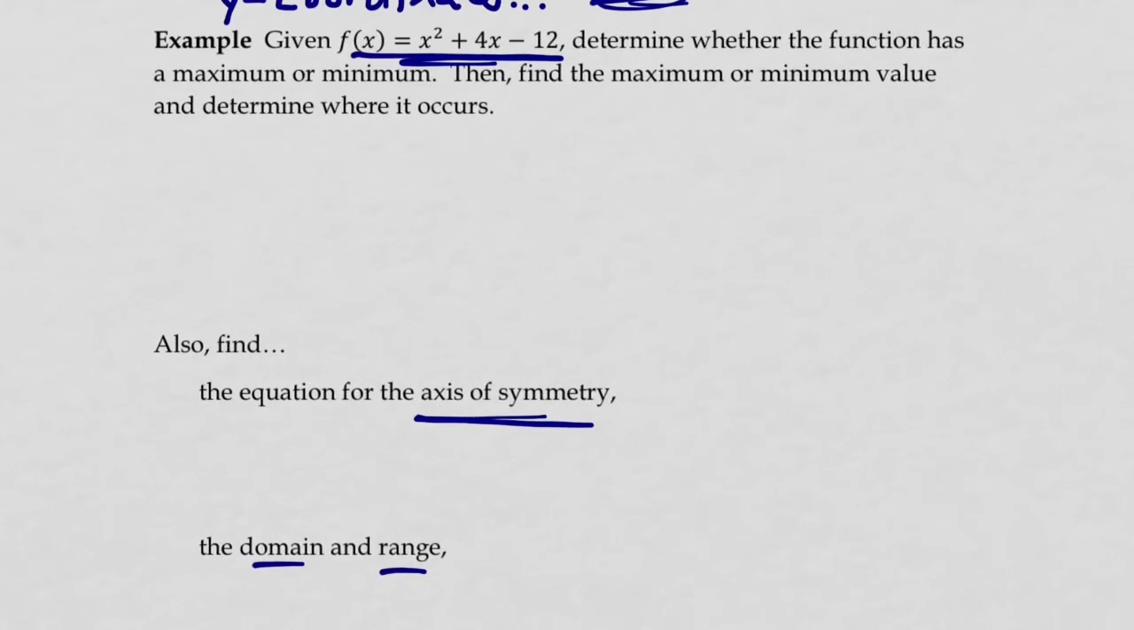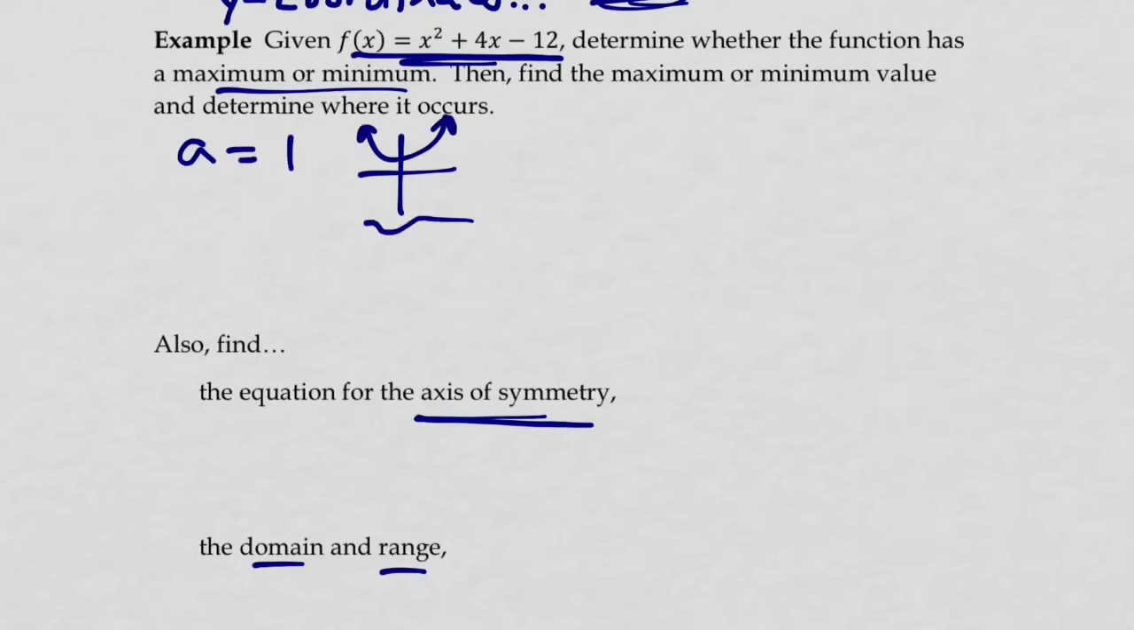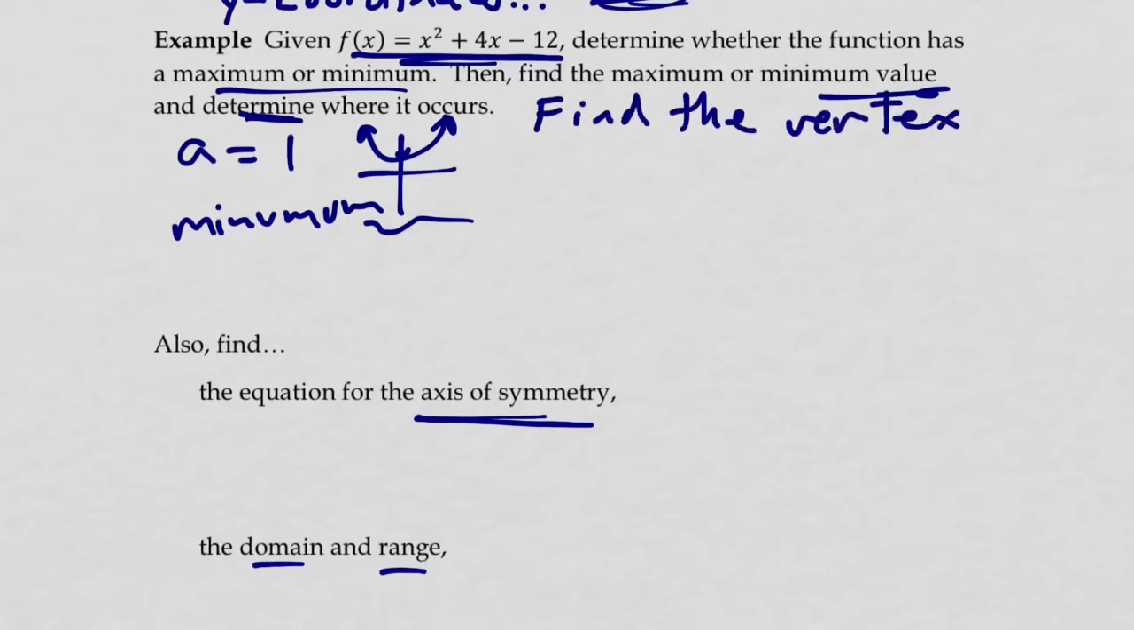So to get started, let's identify whether we have a maximum or a minimum, and that comes from looking at the value for a. In this case, a is simply equal to positive 1, which tells me that the function is going to open upward. The graph might not quite look like this, but I know it's going to be an upward opening parabola, and so we end up with a minimum at the vertex. To identify what the minimum value is and where it occurs, we need to find the vertex. And so that's where our vertex formula can come in.